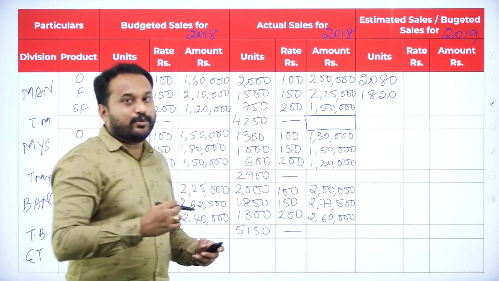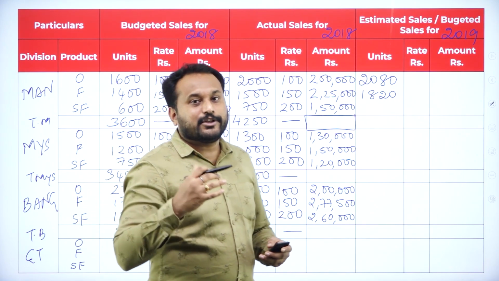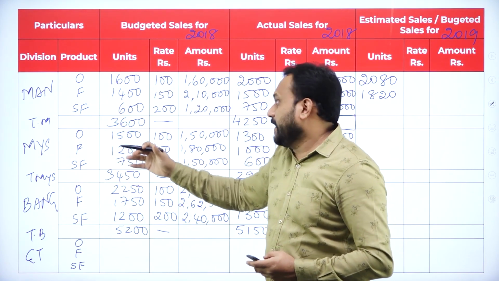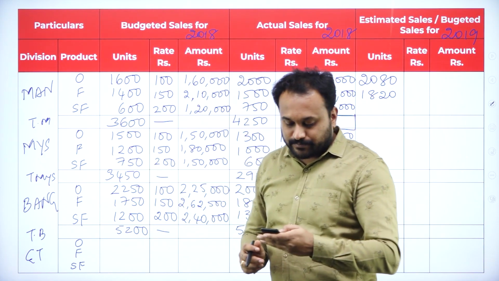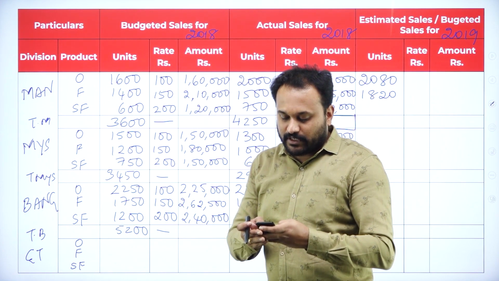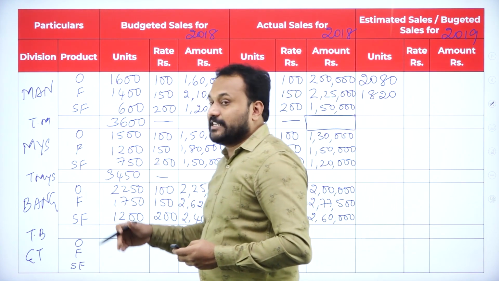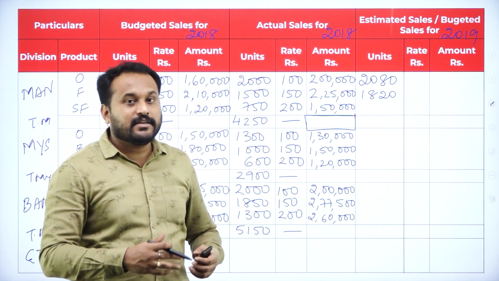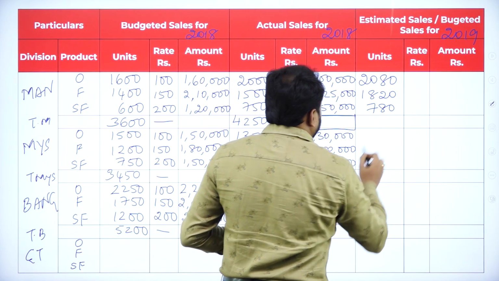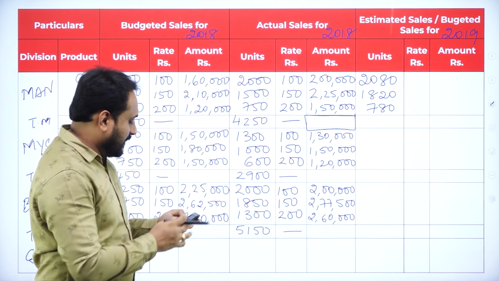1,820. What is it that we are doing here, students? We are increasing the units by 30% for each and every variety of Mandia. Here 600 into 30% is 180. So 600 plus 180 is 780. So we'll write here 780. So we are done. Let's calculate this.